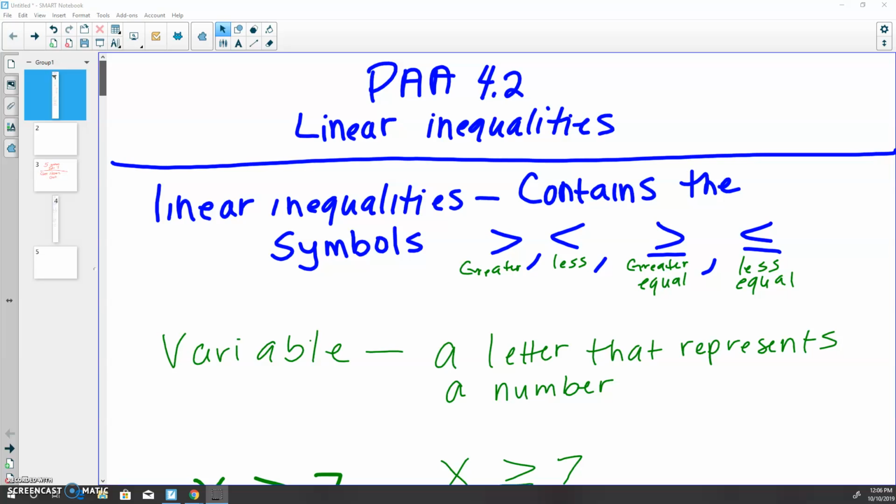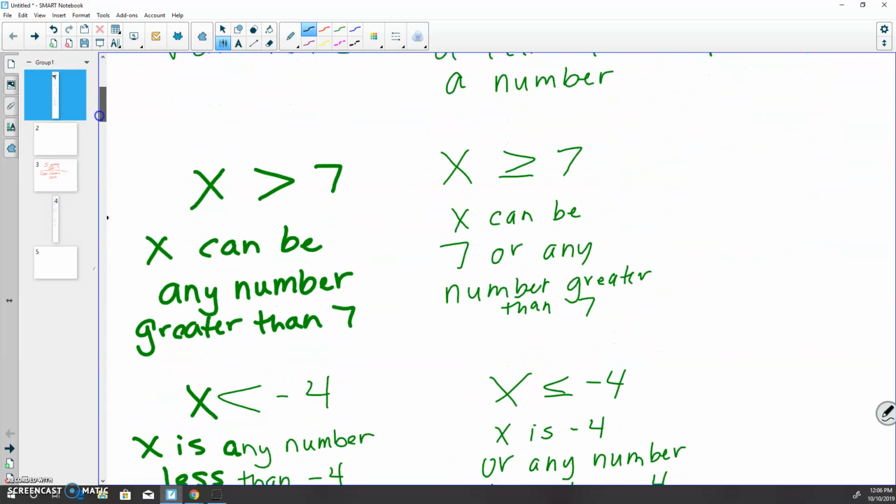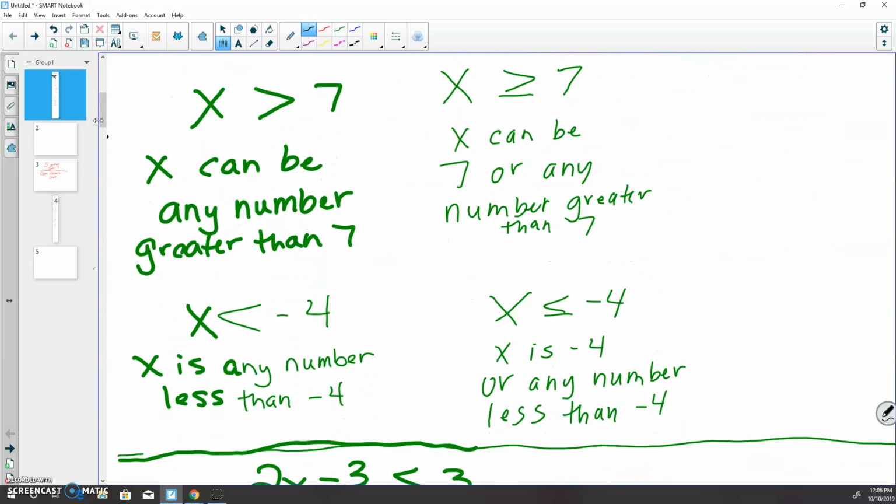Inequality just means you have a greater than, less than, greater than or equal to, or less than or equal to sign. So linear inequalities is just you're graphing on a straight line. A variable is a letter that represents a number, which you guys did last lesson. So it says x is less than 7.